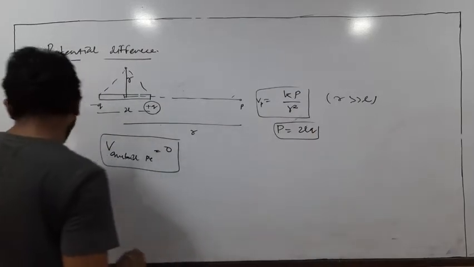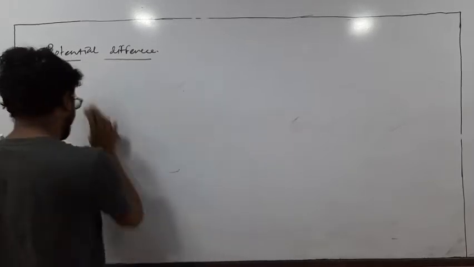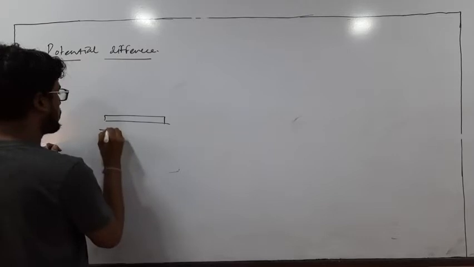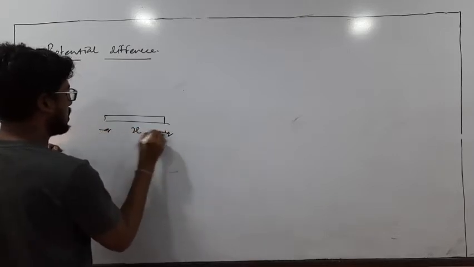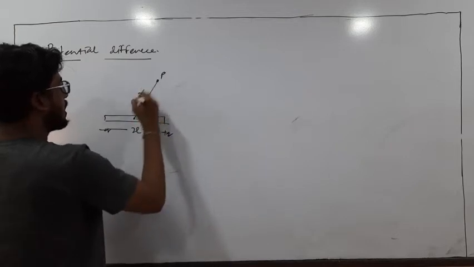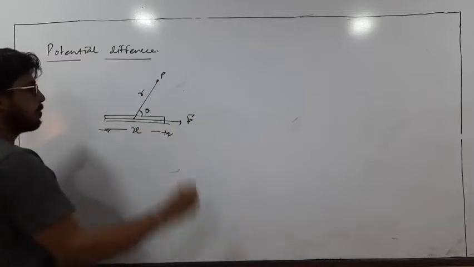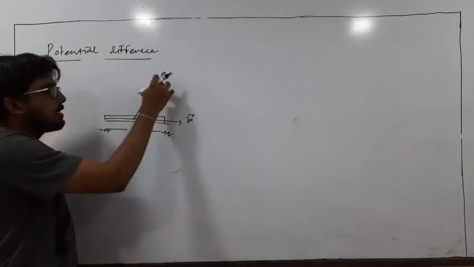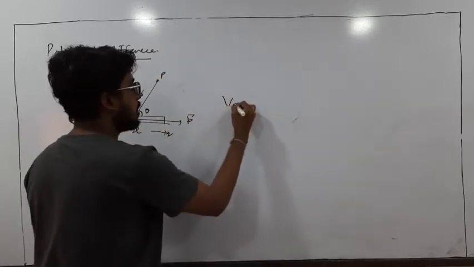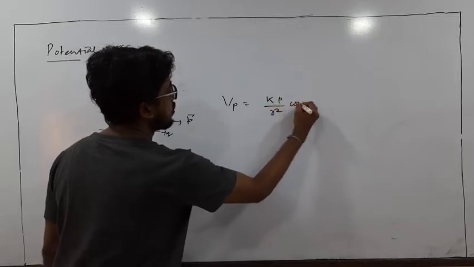But if there is any arbitrary point, so if this is a dipole having minus q charge and plus q charge, and this is the length 2l, and from the center there is a point P which is at a distance r and makes an angle theta with the direction of the dipole moment, which is from negative to positive, then what will be the net potential at this point? This is an arbitrary point. So the potential at this point P will be Kp by r square into cos theta.